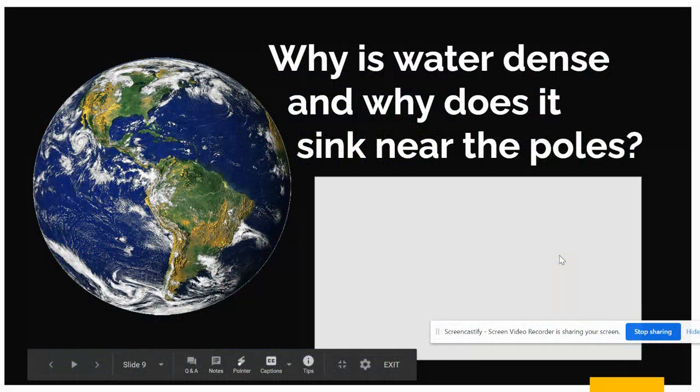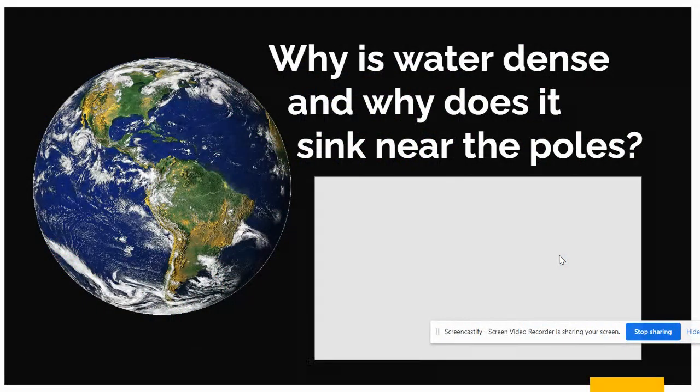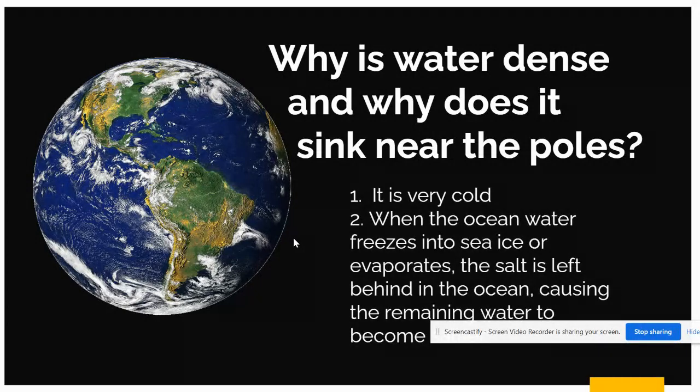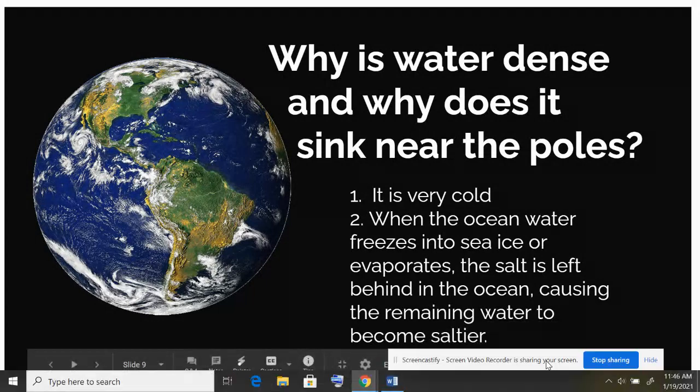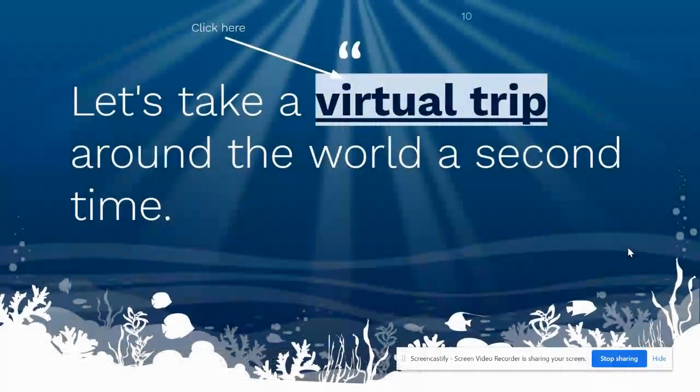Why is water dense and why does it sink near the poles? One, it is very cold. Two, when the ocean water freezes into sea ice or evaporates, the salt is left behind in the ocean, causing the remaining water to become saltier. So let's take a virtual trip around the world a second time.